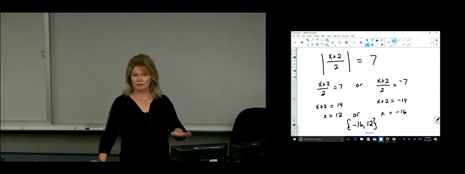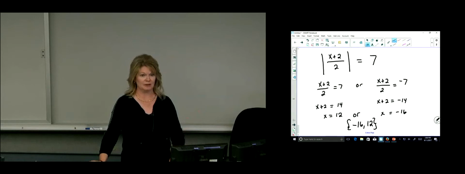Make sure you set it up so you had 2 problems. You solved each of those, and you got 2 answers. Now, when I wrote my answer in those set brackets, I wrote the -1 first by habit, but you could have written the 12 first because it's not an interval. It doesn't represent an interval.